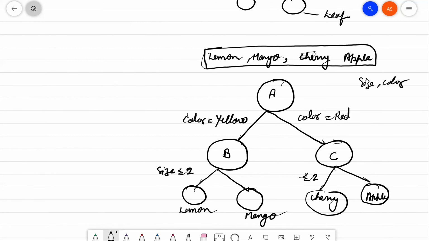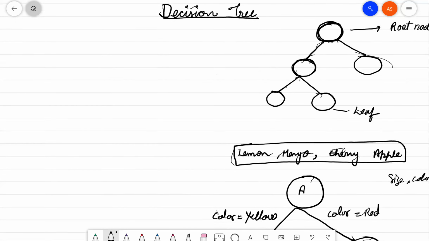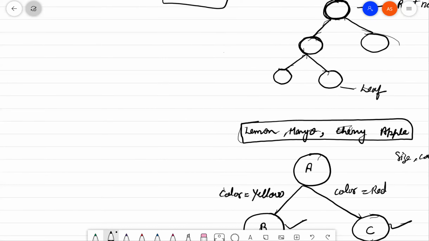Okay, so this is a tree-like structure in which we will take the decision on each node, and then we further subdivide this into other nodes. So this is all about the decision tree, why it is called the decision tree, why we have taken this word decision here. So it is a graphical representation of all the possible solutions on the basis of the decision taken.